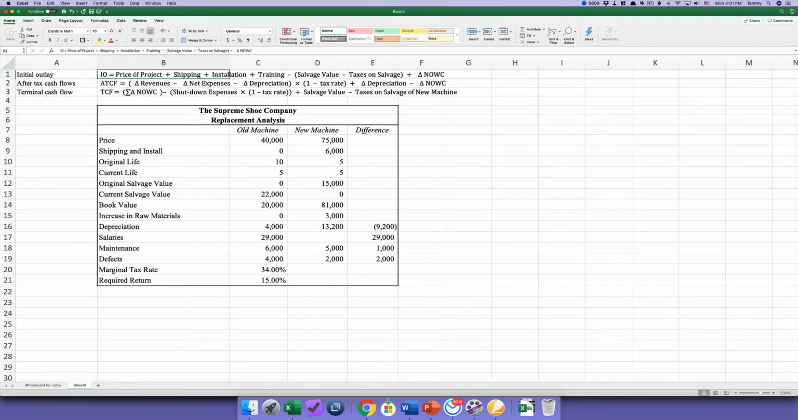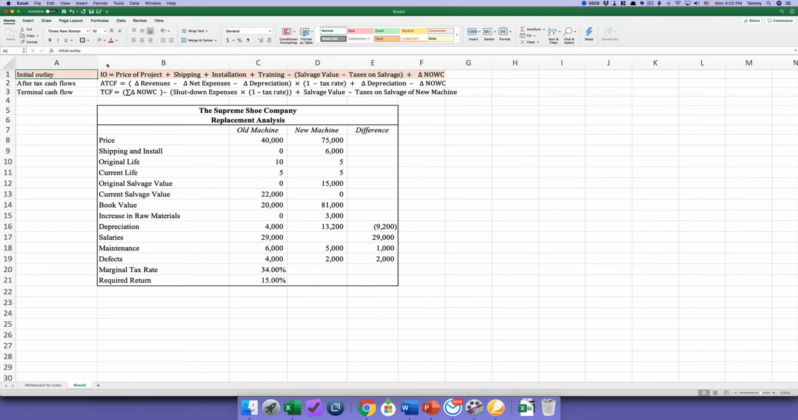So the initial outlay is the price of the project plus shipping plus install plus training minus the salvage value and the taxes on salvage plus the change in net operating working capital. Okay, so what I want to do, I think we can do this with color coding. So let's color code the initial outlay. We'll make it sort of orange.